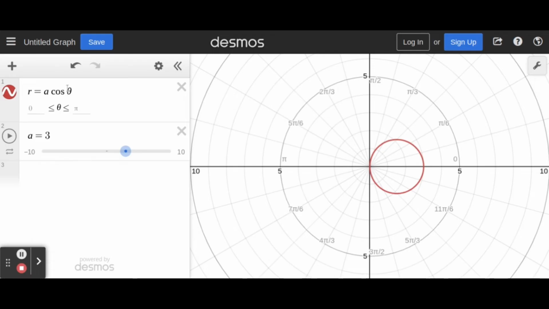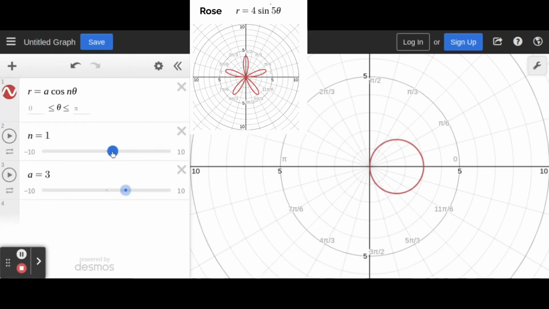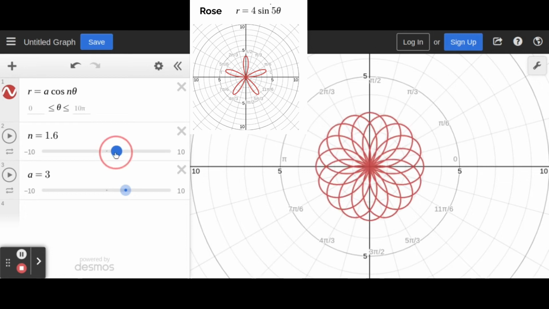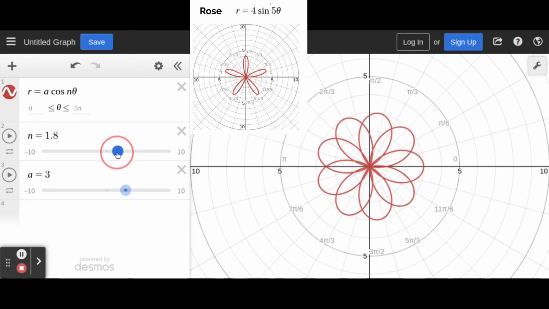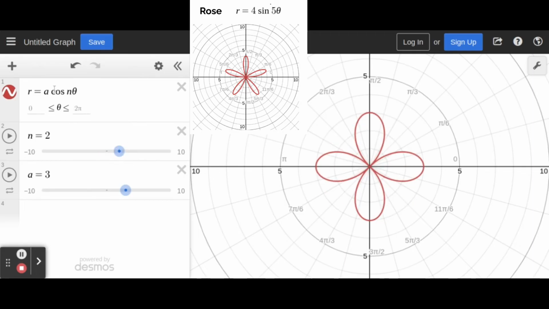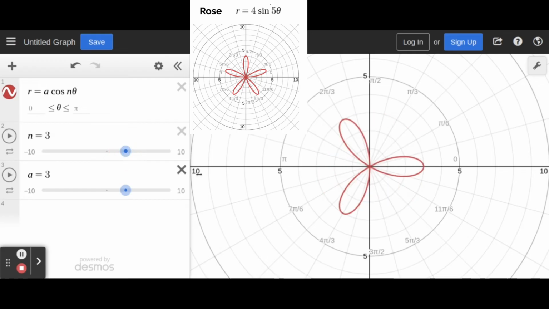Now, what if I were to take a number and multiply it to theta? Well, let's see. If the number is 1, we have that circle still. As the number increases, things explode. Now, we're not going to worry about decimals, not unless we're using a calculator. When it's even, as you know, we double up on the amount of petals that we get. When it's odd, we get the same amount of petals. So something like 3 cos 3 theta has a rose with 3 petals on it.